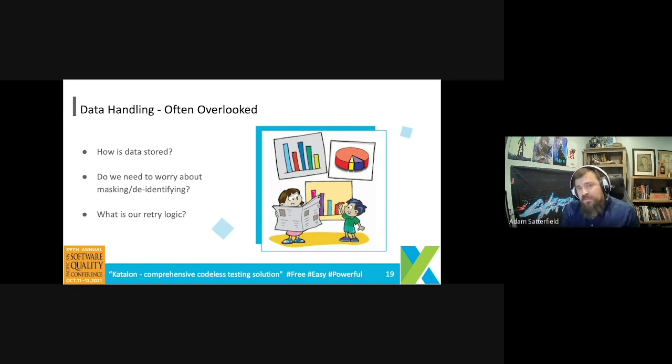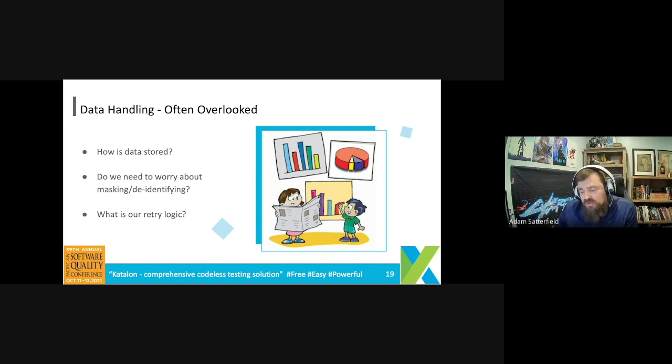But if you don't think about that up front, and you don't put that into your strategy of how the data is stored, do we have to worry about masking or de-identifying data, where are we getting it, are we using an Excel sheet, are we using a SQL database, what are we doing here, as well as having that retry logic, you're going to find yourself backhauling and doing some rework on your framework architecture to try to figure out how that works.